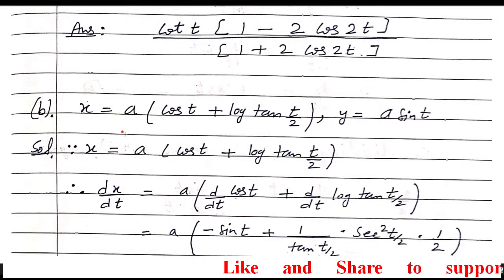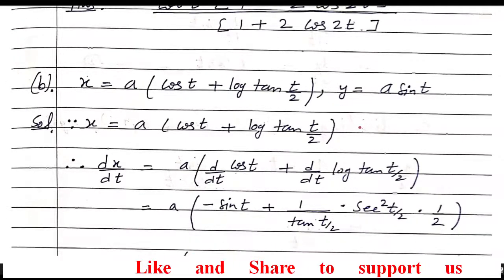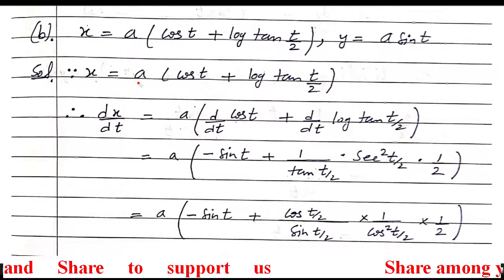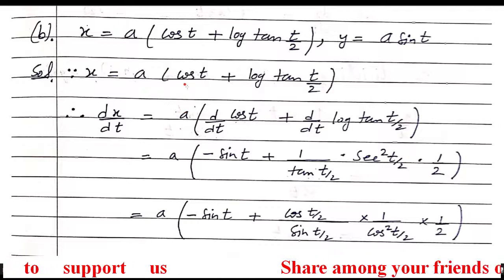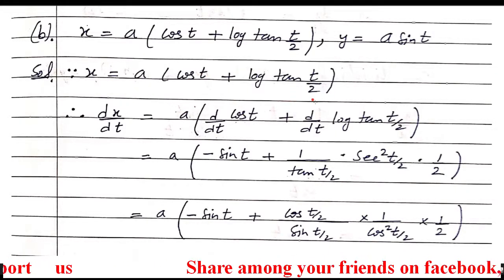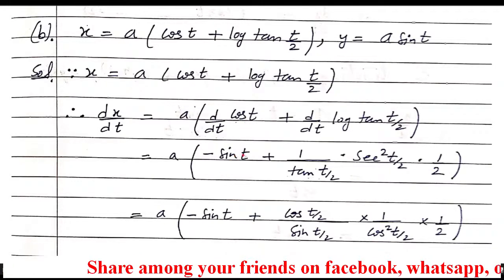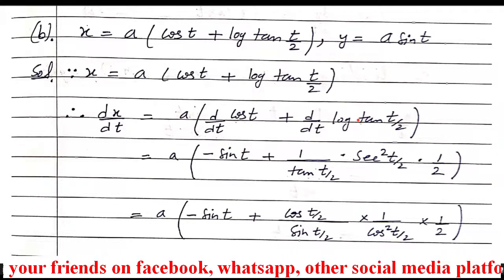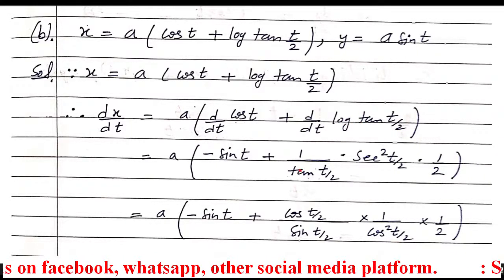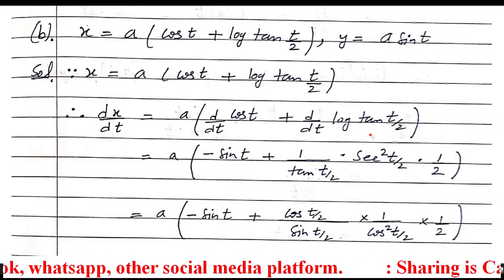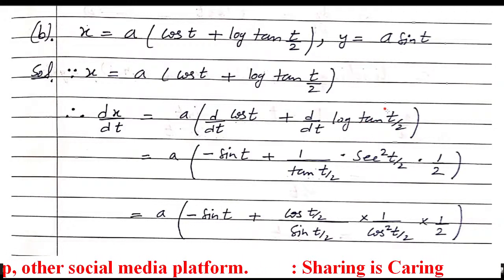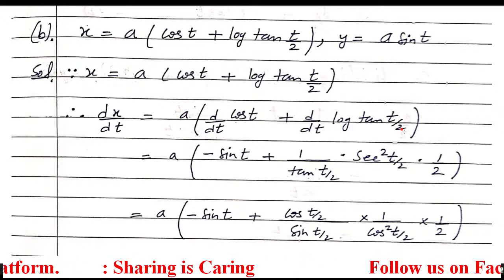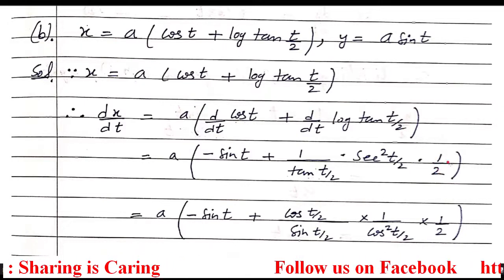We will move to the second part of question number 4. Here x is this and y is this. Again find out dx over dt, that will give you this. So this a is outside, so it will behave as a coefficient. Differentiate cos t, and this also. So cos t differentiation is minus sin t, and log tan t upon 2. So the log x formula is what? 1 upon x. So from there 1 upon tan t upon 2, then apply the chain rule. So you have to differentiate the tan t upon 2 also. So tan's differentiation is sec square theta, that's why, and t upon 2 also differentiate. So it's going to be half multiplied by 1.